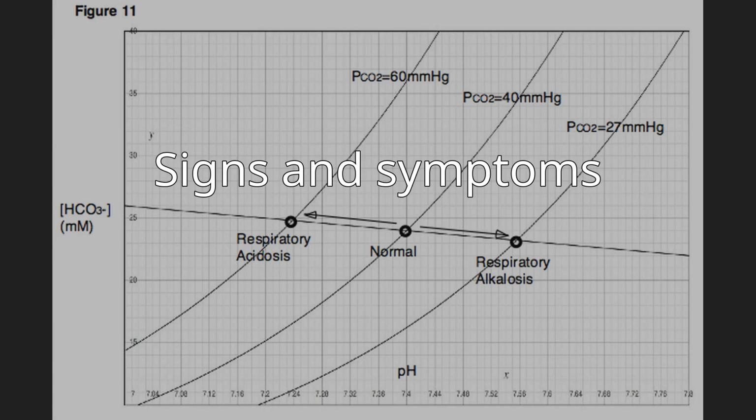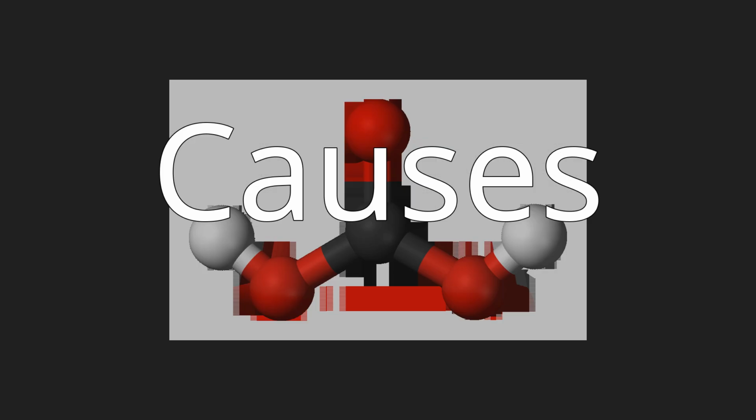Signs and symptoms. Signs and symptoms of respiratory alkalosis are as follows: palpitation, tetany, convulsion, sweating. Causes. Respiratory alkalosis may be produced as a result of the following causes.